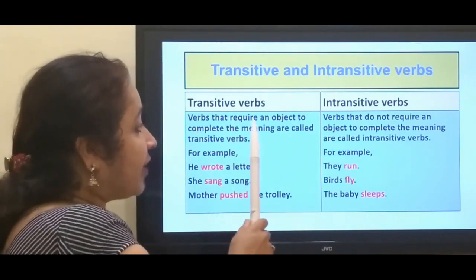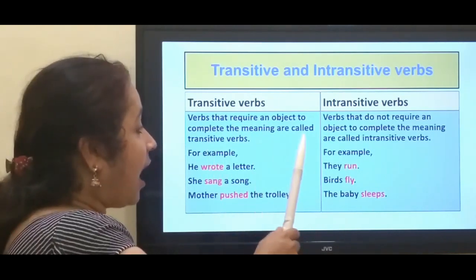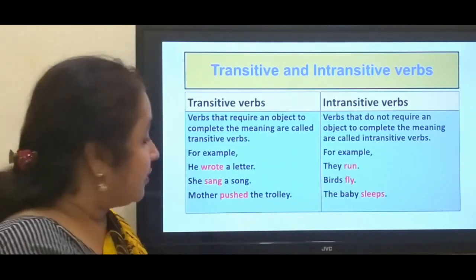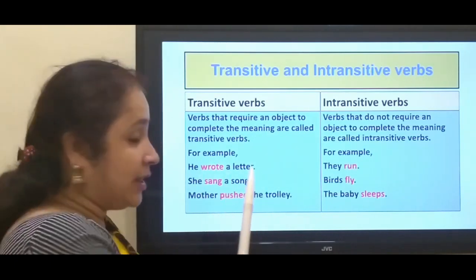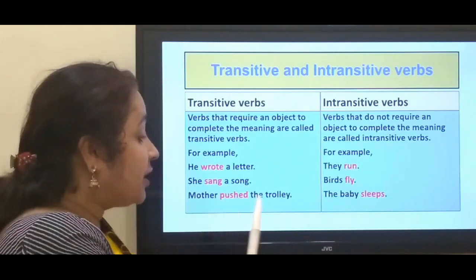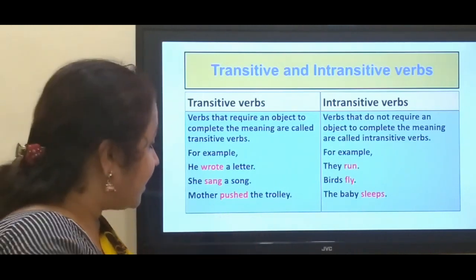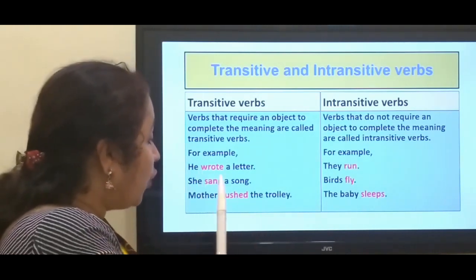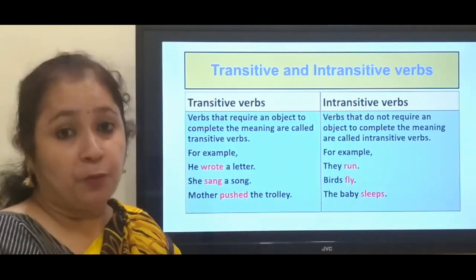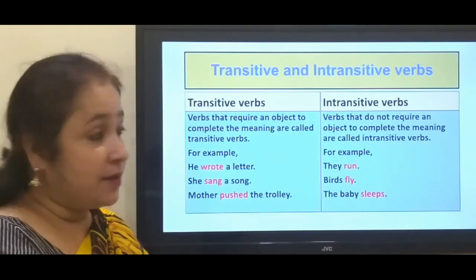Verbs that require an object to complete the meaning are called transitive verbs. Let us read these examples. He wrote a letter. She sang a song. Mother pushed the trolley. Dear students, as you can see that in these sentences, these verbs wrote, sang, pushed need the support of an object. So, they are called transitive verbs.